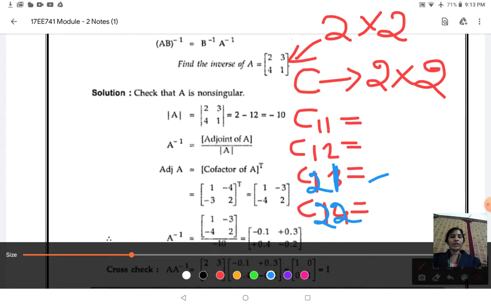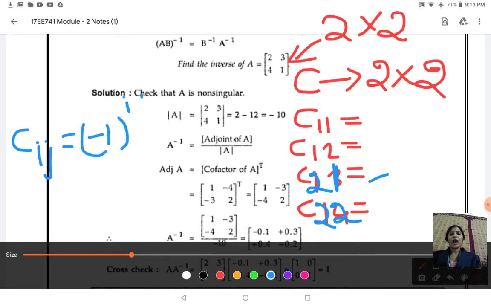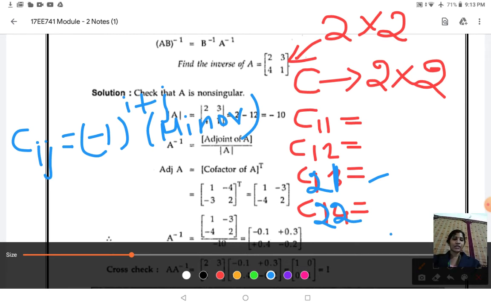If you want to obtain C11, the formula to identify the cofactor matrix is Cij is equal to minus 1 to the power of i plus j into the minor of your element. What the minor of your element means, I'll explain with an example of how to identify your cofactor matrix.